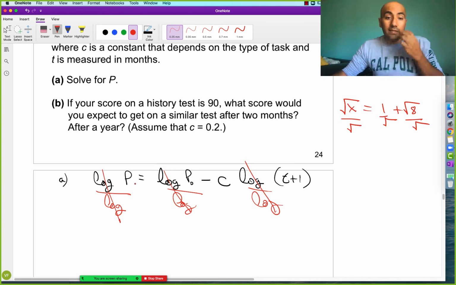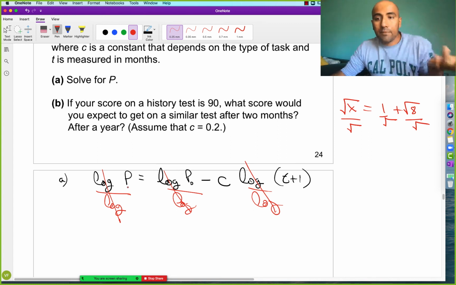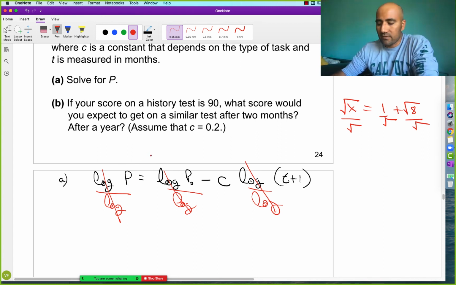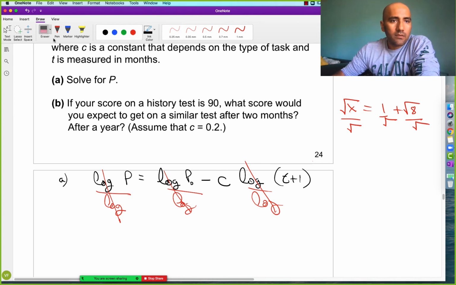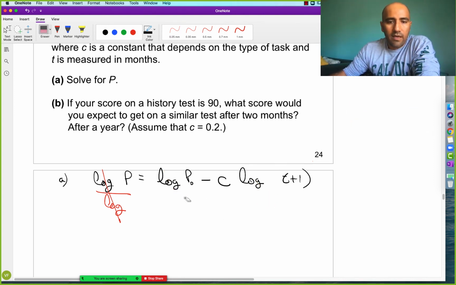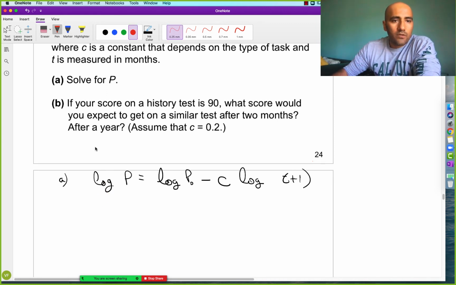You might accidentally get to the right answer. That happens sometimes, but that doesn't mean it makes any sense. Good? Okay, so we don't want to do this. Any questions about this at all? Right? Okay, so we don't want to divide by nonsense. That doesn't make sense. Okay, so what are we going to do? Let's combine these things into one big happy log.